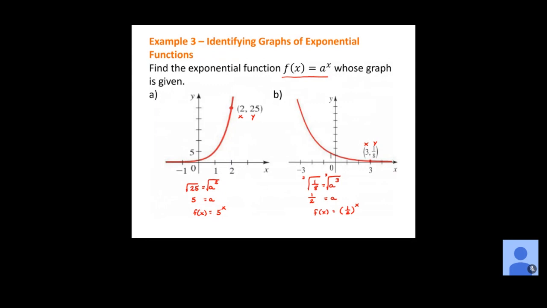And again, if you look at your graph, that makes sense, right? We have an L-shaped curve this time. That means our a value needs to be between 0 and 1. We got a fraction of 1/2, which is between 0 and 1. Any questions on that one?